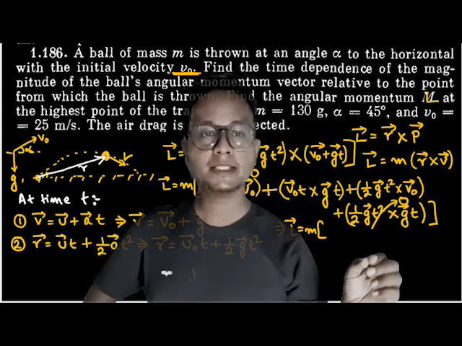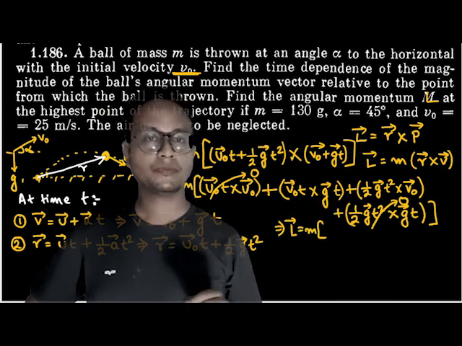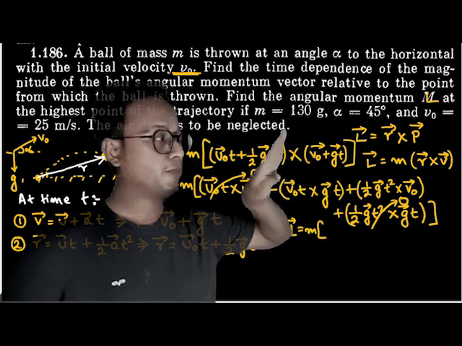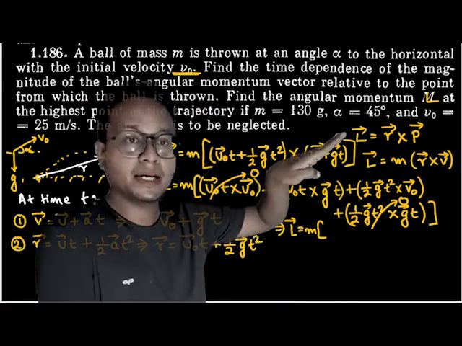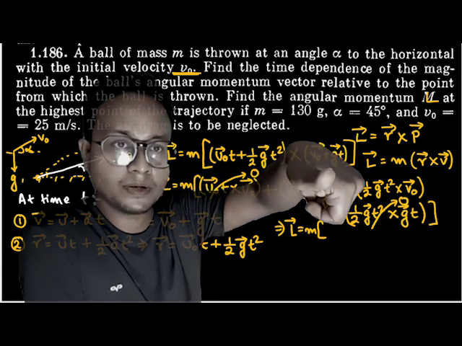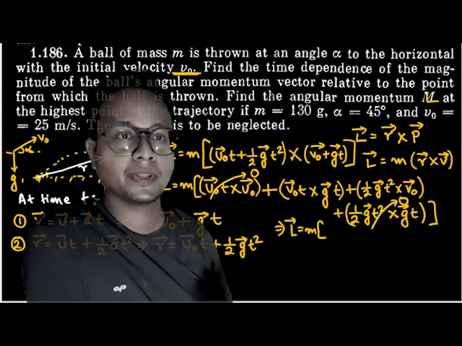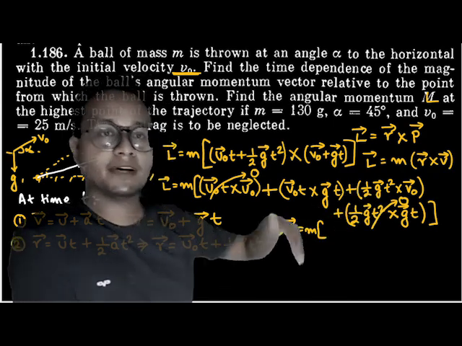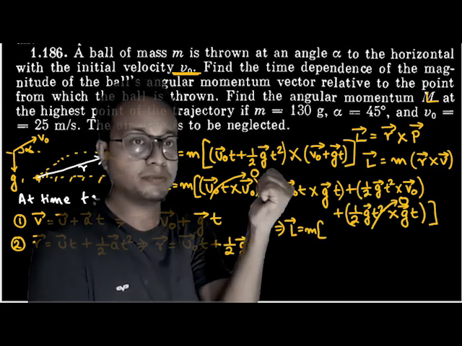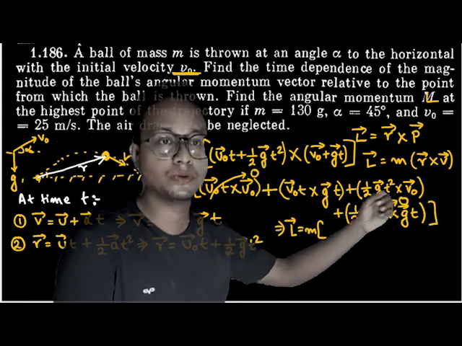Okay. Now let's see this term, V naught cross G. If I take my right hand, point my four fingers towards V naught and then curl it towards G, my thumb gives the direction. So this direction is the resultant of these two terms. Now G cross V naught. If I take my four fingers downward and curl it towards V naught, my thumb gives the direction. So this direction is the resultant of these two vectors.